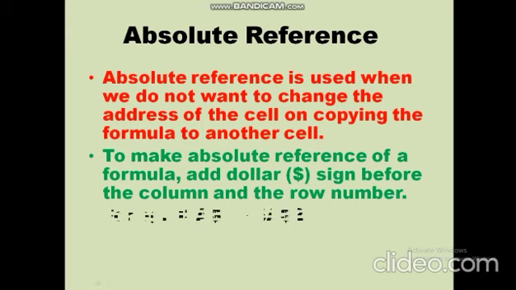See the example here: equal to $A$1 plus $A$2. Before this A column I have written a dollar sign, and before the 1 row again a dollar sign, then plus, again before A a dollar sign, and before 2 a dollar sign. So now it becomes an absolute reference. Now the address of the cell will not change when I copy this formula. So just look at the example. Through the example you will easily understand.